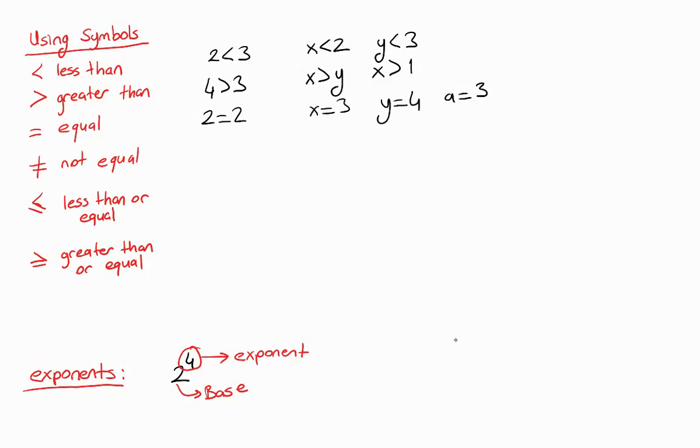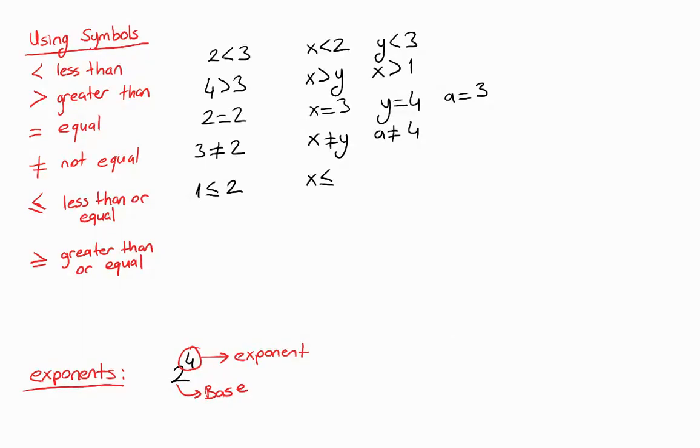Not equal sign: 3 not equal 2, x not equal y, a not equal 4. Less than and less than or equal, so we can say 1 less than or equal 2. It's not equal, but it's less than, so we can write it like that.